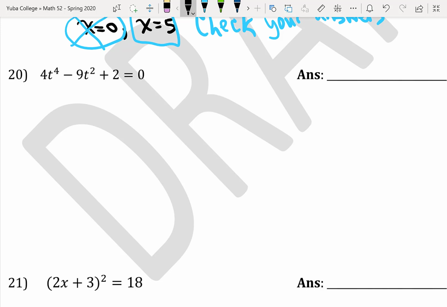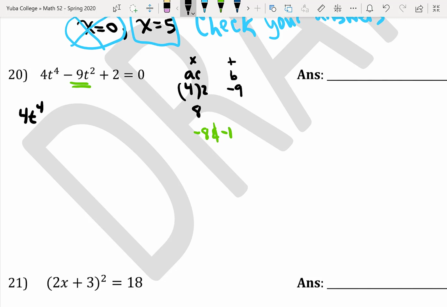And so I think to myself, are there two numbers that multiply to give me 8 and add to give me negative 9? And yes. How about negative 8 and negative 1? Once you've found those two numbers, you're going to rewrite your original problem with a middle term using the two numbers you found. So this is the same thing as minus 8t squared minus 1t squared, and then plus the 2 equals 0. If I summed those two middle terms, I would get back the original.